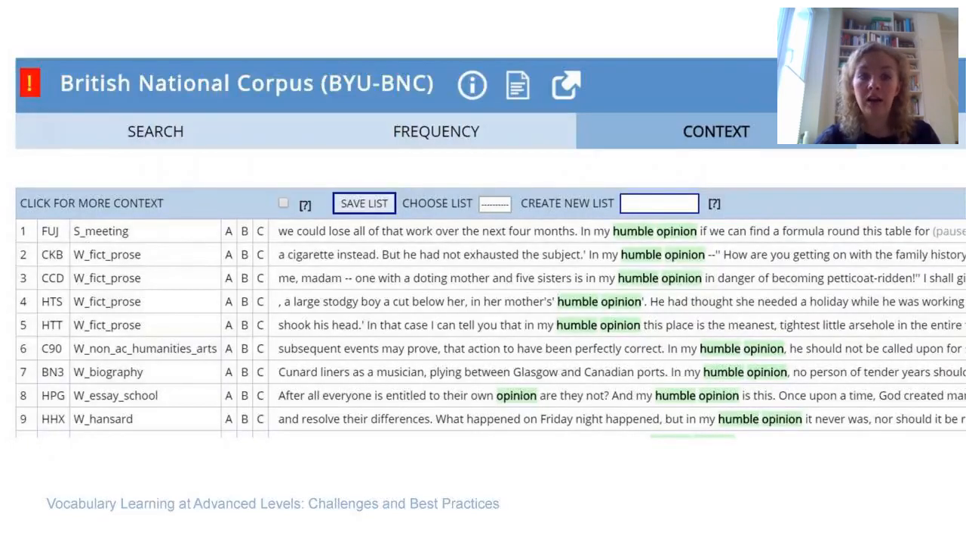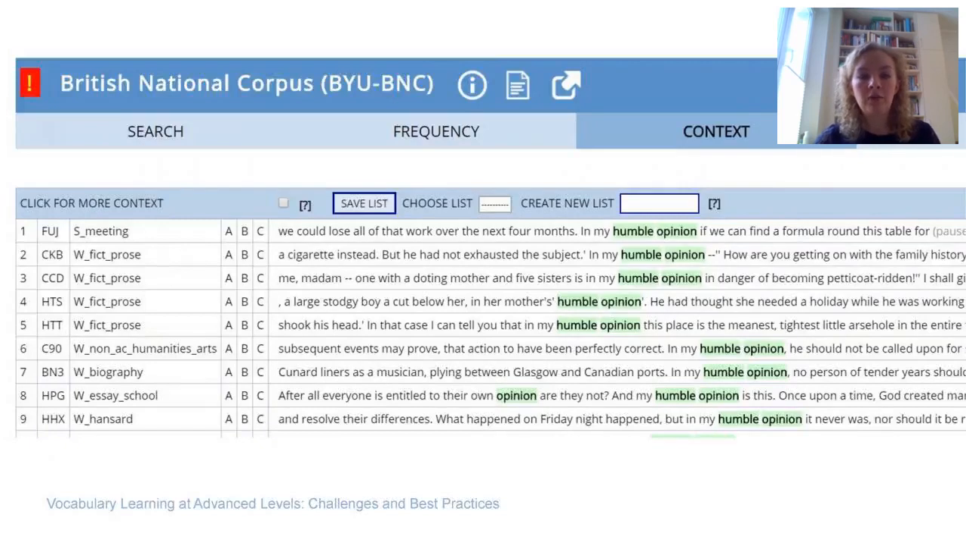Yeah, it's not very frequent to say that. And again, you say, and then you see the examples. In my humble opinion, yeah, obviously that's the most frequent use of that. And after all, everyone is entitled to their own opinion, and my humble opinion is that. So all the uses of this collocation is in my humble opinion. Great, now we know that from corpus. Thank you very much to the corpus.